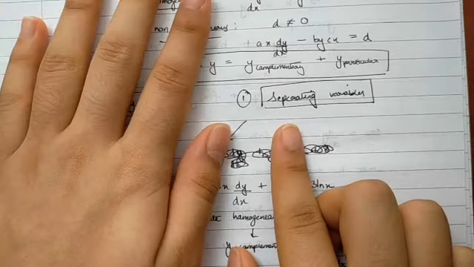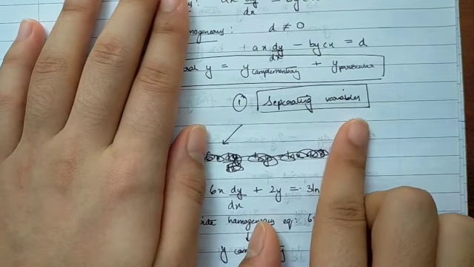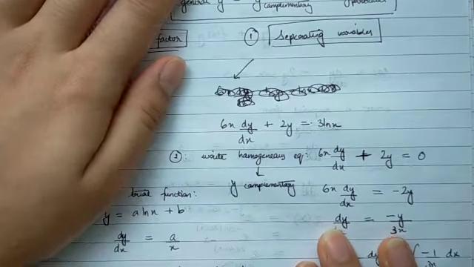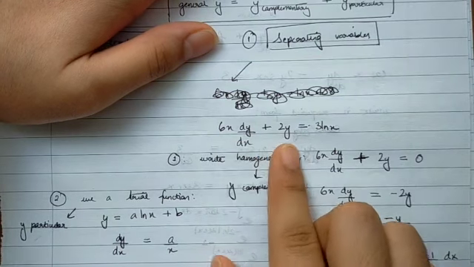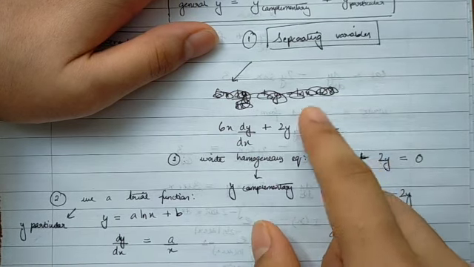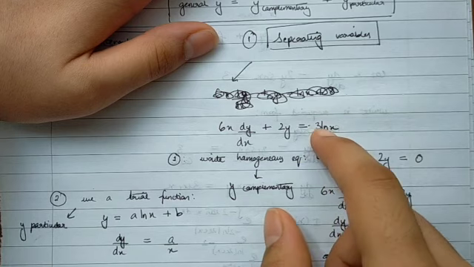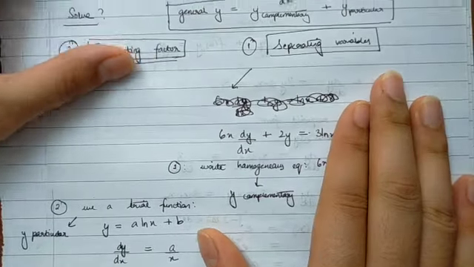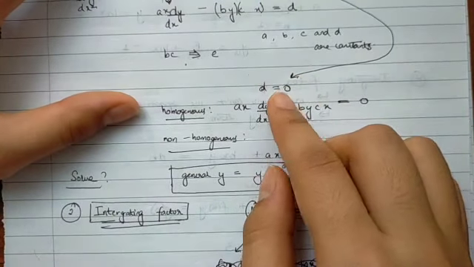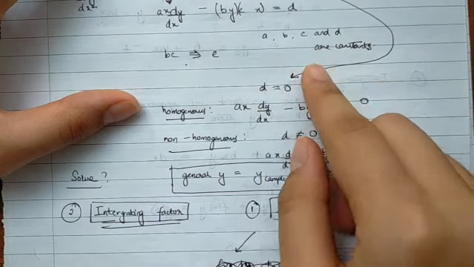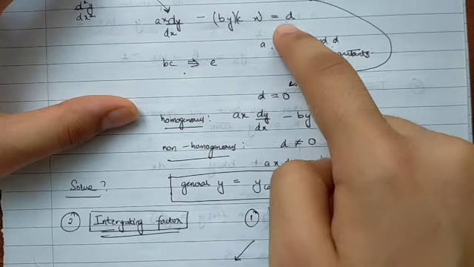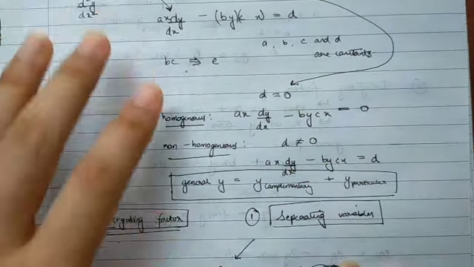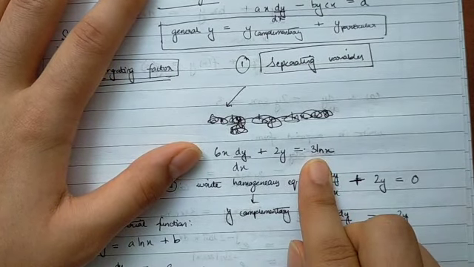So let's look at the first method to solve first order linear differential equations. So that is separating variables. Now here is an example of a non-homogeneous differential equation, because this right hand side is not 0, so D is actually not 0. And one thing I forgot to mention is that here D is a constant, but on the right hand side you don't necessarily have to always have a constant. It could be any function of x. So here we have a function of x on the right hand side.